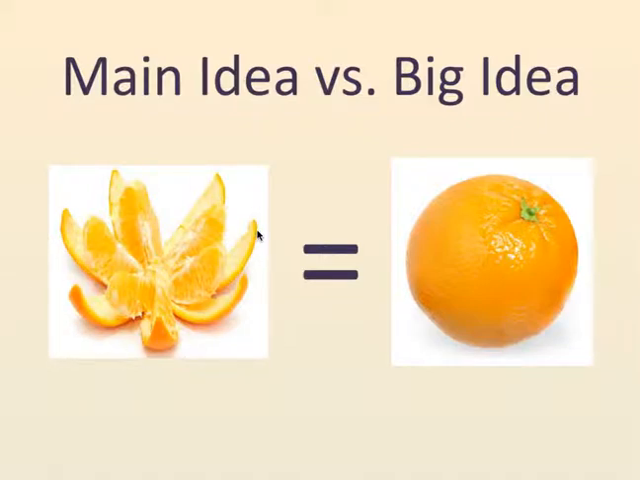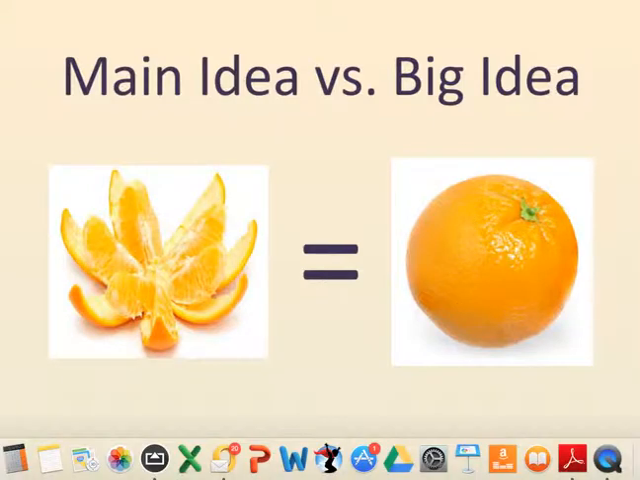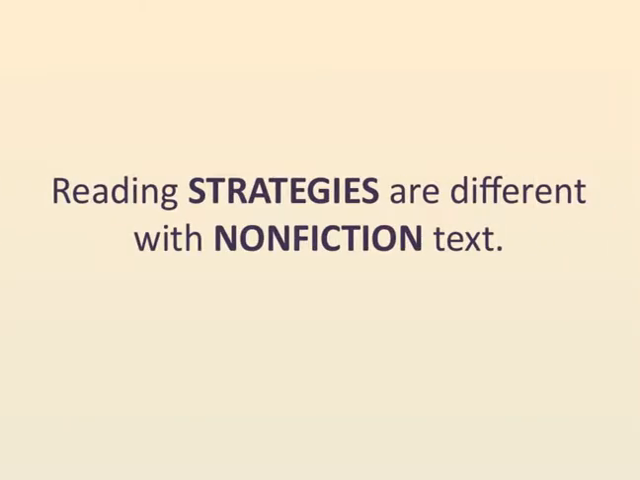So, main ideas of individual sections versus the big idea of the whole article. Your reading strategies are very different. When you know that you're reading nonfiction text, you're going to do a lot of pre-reading. You're going to look at the pictures and the title and the subtitles, look around and try to get an idea about what the article or book is about.